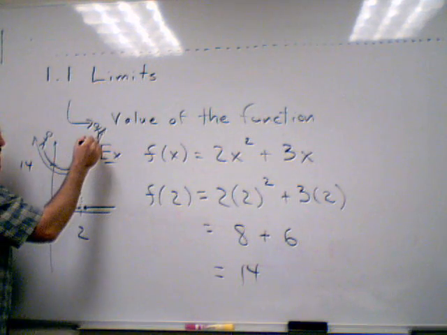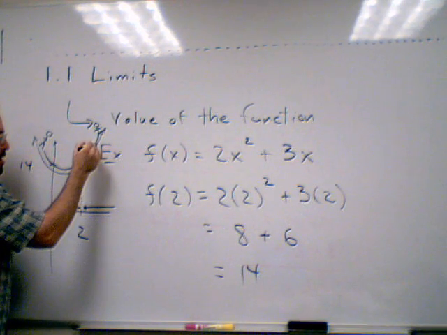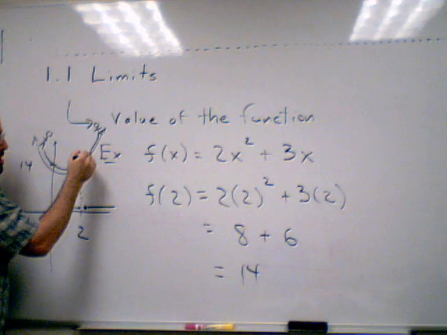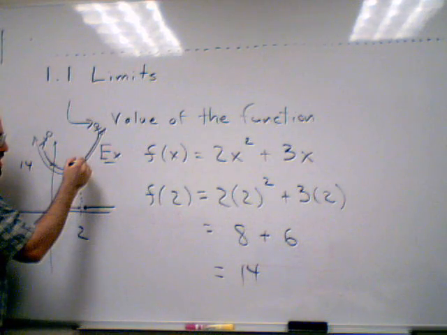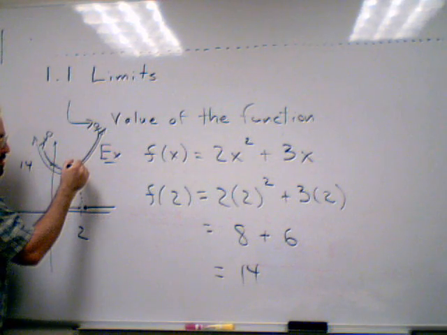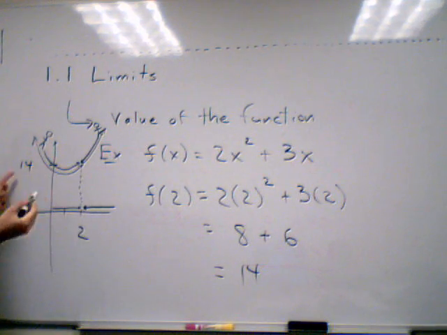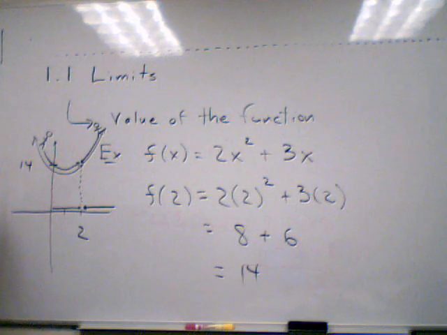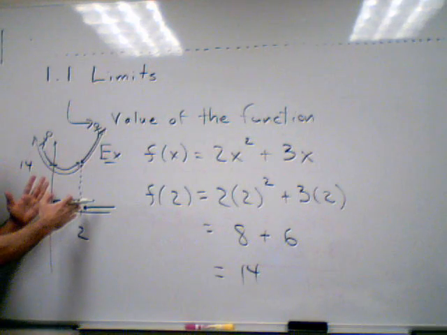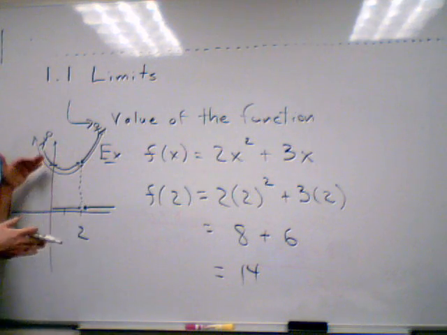Same thing if I use this person here. This person's walking along, coming in from the right hand side. As I get close to having 2 below me, what is my height? What is my elevation? My elevation is also 14. So we can think of limits in this manner: approaching something on the x-axis and then finding our altitude.